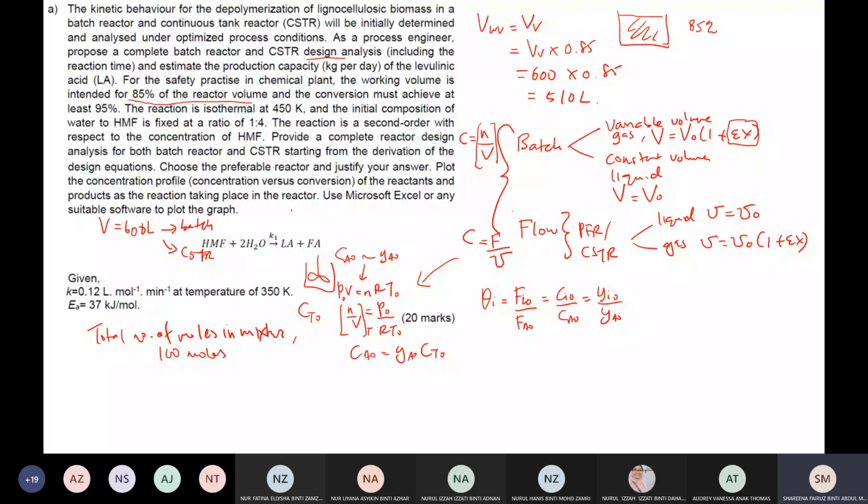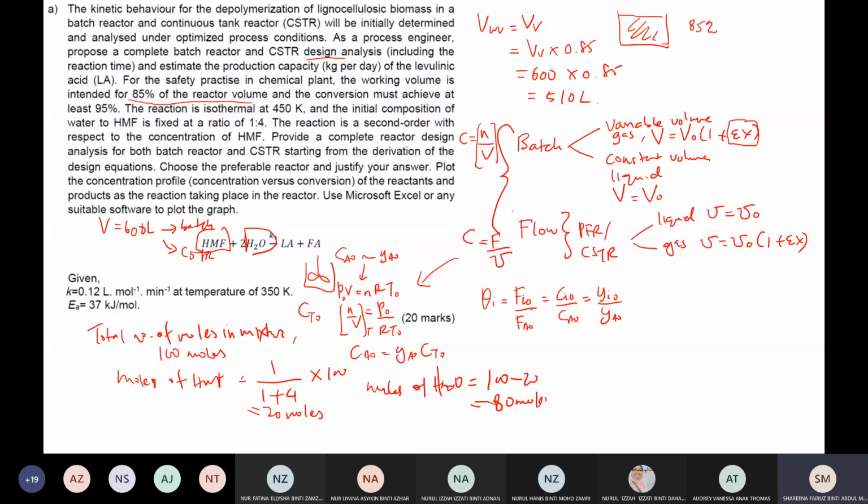For example, we have moles of HMF, which is 1 to 4. That means 1 over 1 plus 4 times 100, so you get 20 moles. The rest is H2O, so you can subtract: moles of H2O is 100 minus 20, which is 80 moles. Because the condition is number of moles per volume, you will get CA naught and CB naught. The number of moles is 20 moles, you divide it by the volume, which is 250 liters, and then this one, 80 moles divided by 410 liters. Okay, understand?